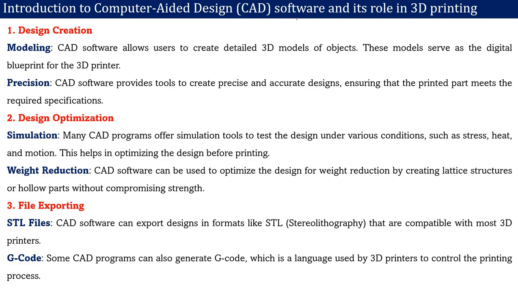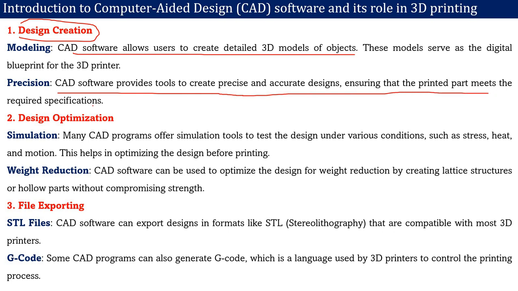What is the introduction to computer aided design software and its role in 3D printing? First, design creation. CAD software allows you to create a 3D model, as we have discussed. CAD software provides tools to create precise and accurate designs, ensuring that the printed parts meet the required specification. Design optimization: at any stage we can change the geometry, and it also offers simulation tools to test the design under various conditions such as stress, heat and motion. This helps in optimizing the design before printing.